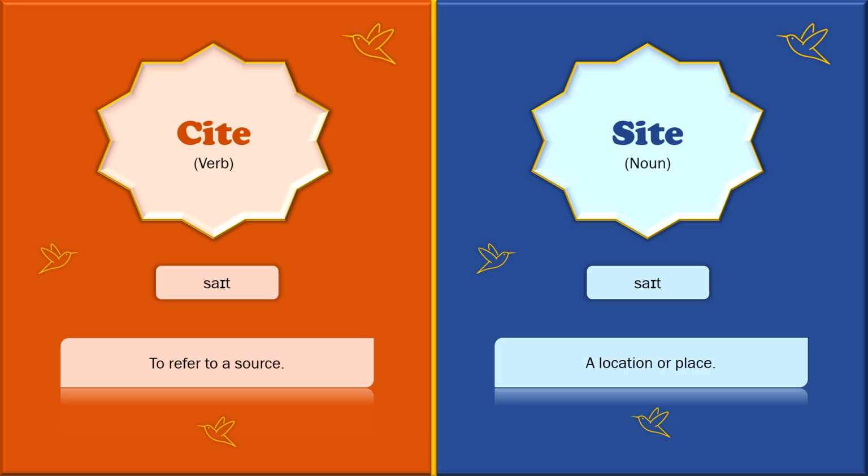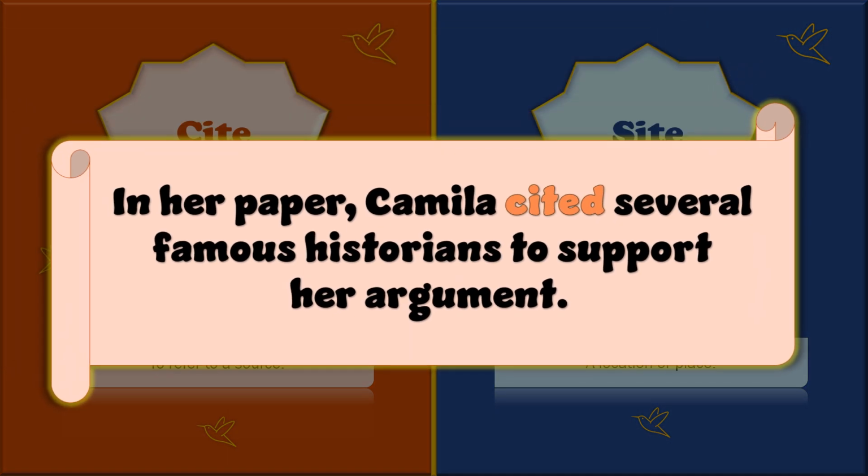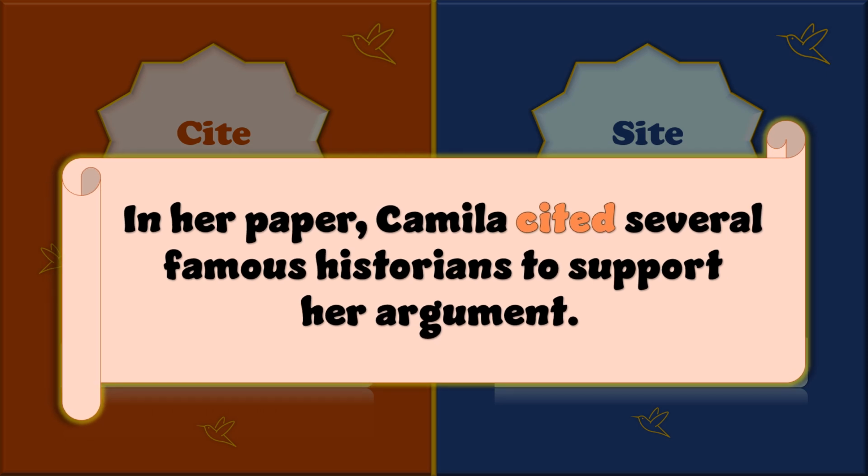Let's look at examples to see how they're used in context. Read each example sentence carefully, paying attention to the context. Notice how spelling and pronunciation match the intended meaning in each sentence.